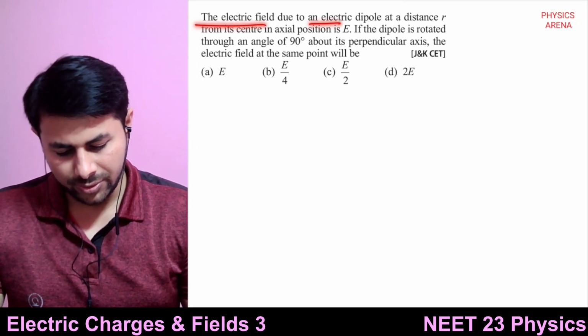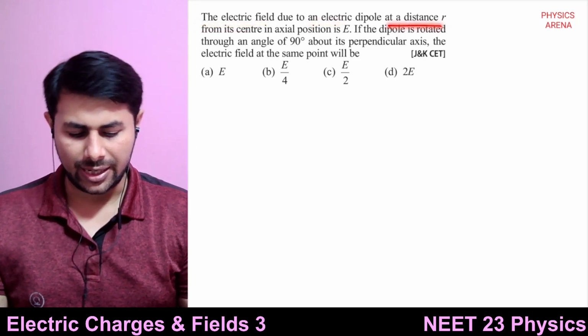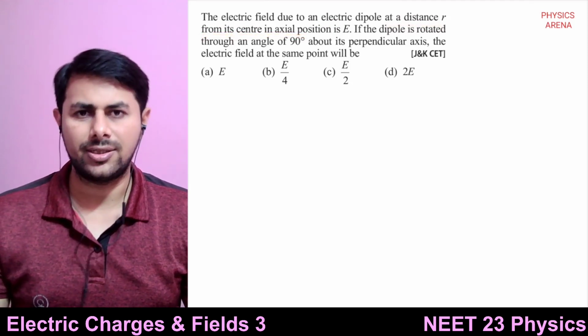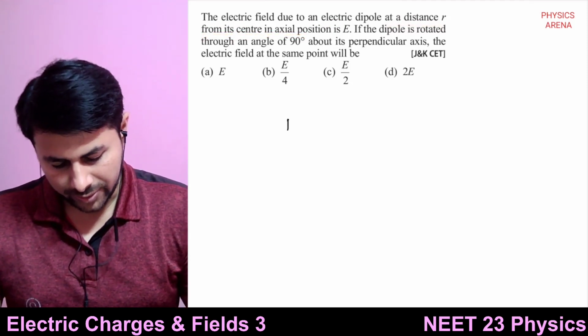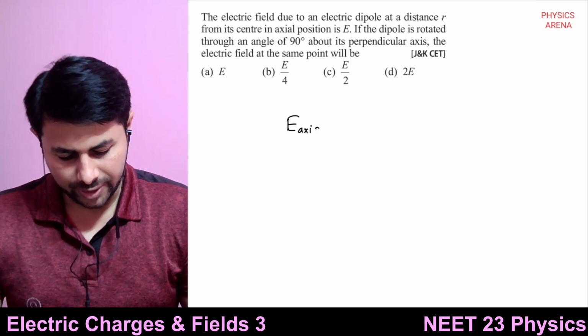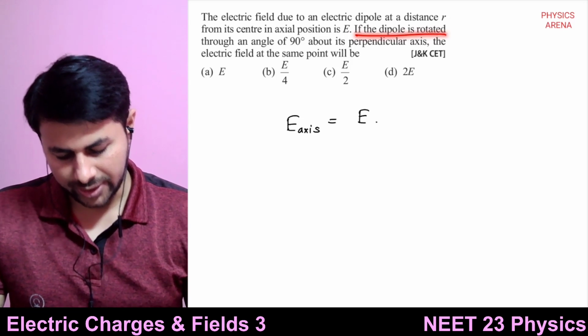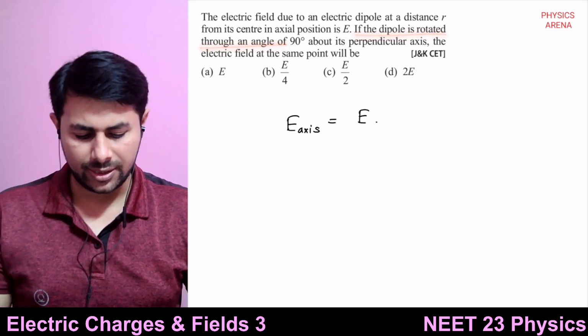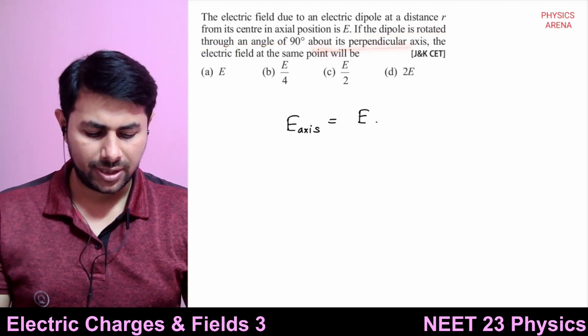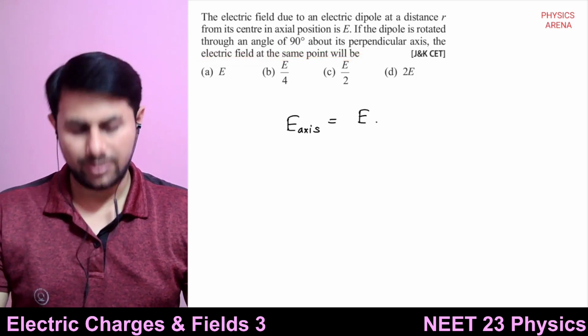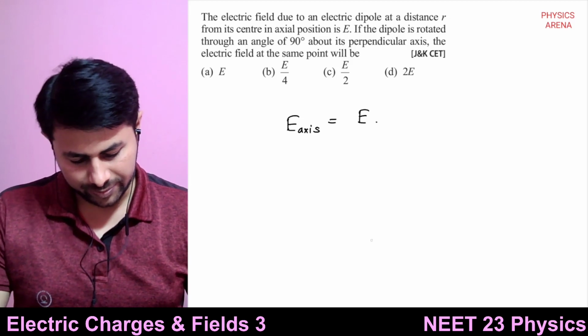The electric field due to an electric dipole at a distance r from its center in axial position is E. Okay, so E axis is equal to E. If dipole is rotated through an angle 90 degree about its perpendicular axis, then the electric field at same point will be. So this is very, very simple.